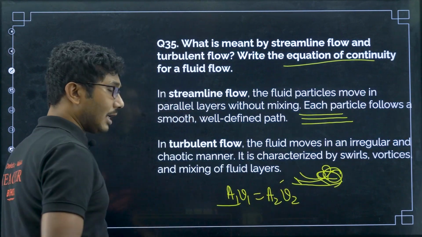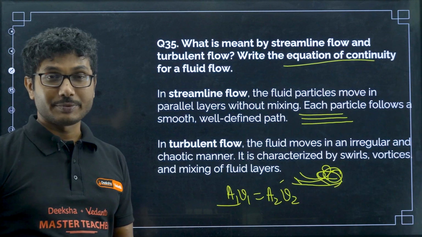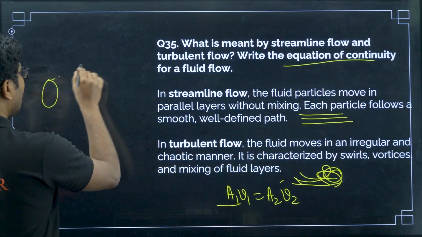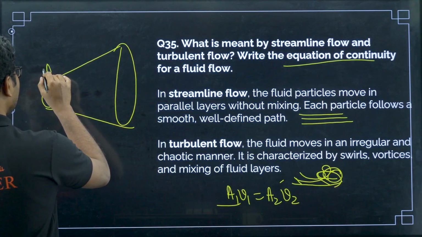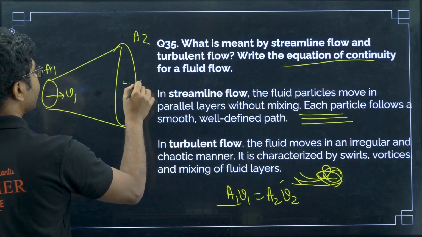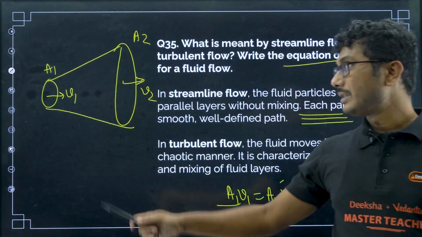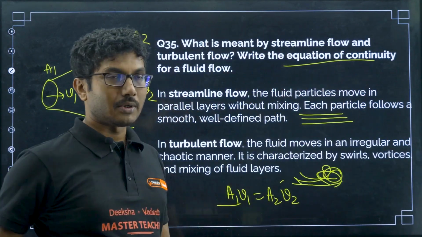A1 is the area, and V1 is the speed at the first position of the fluid. Suppose the fluid is flowing through a pipe like this. This is A1, this is V1, this is A2, this is V2. Okay, so this is called the equation of continuity. You can simply draw this diagram and write this, that will be fine. You don't need to explain too much about it.